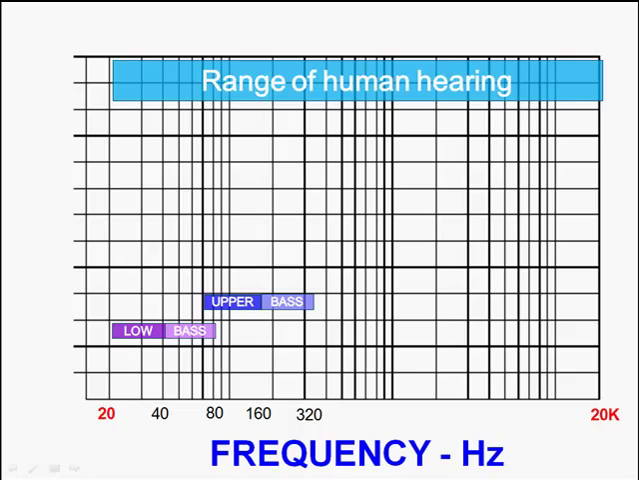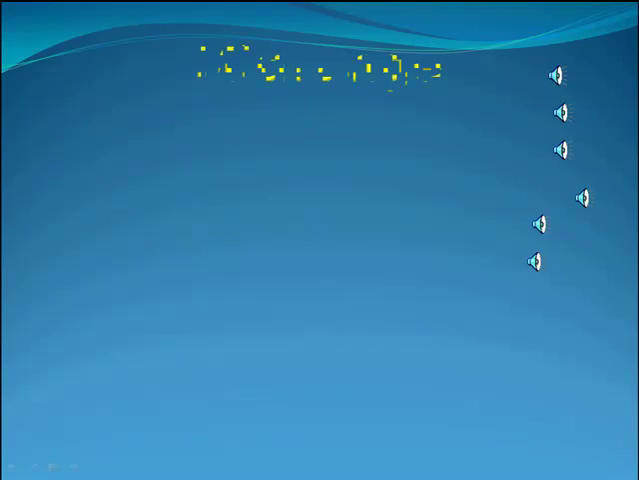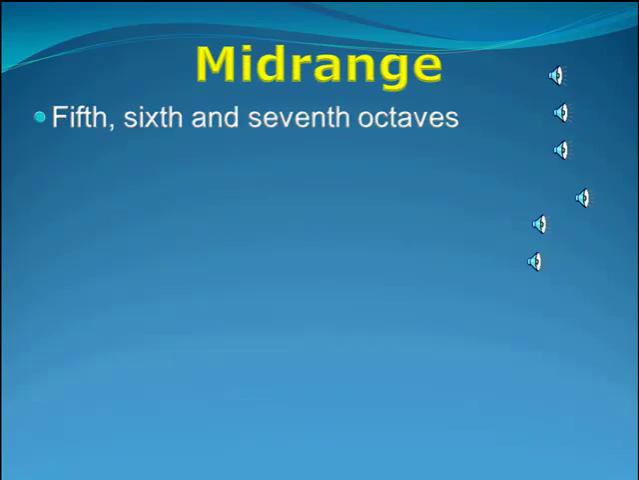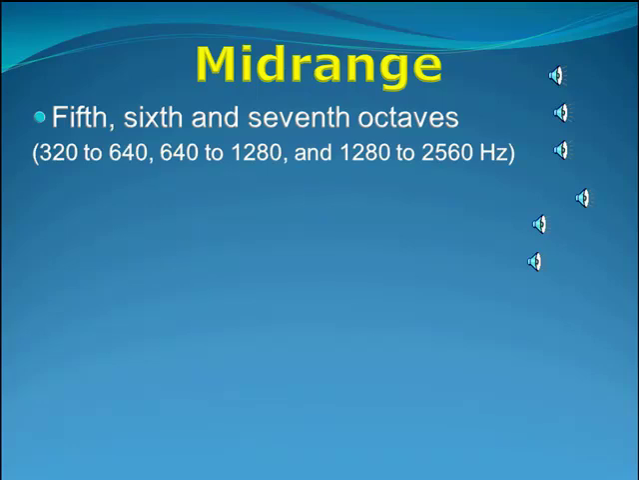The next band of frequencies takes up 3 octaves, and we know this as the mid-range frequencies. This includes the 5th, 6th, and 7th octaves from 320 to 640, 640 to 1280, and 1280 to 2560 Hz. This is the sound of 640, 1280, and 2560. Intense, and that's what this band of frequency provides, is intensity.